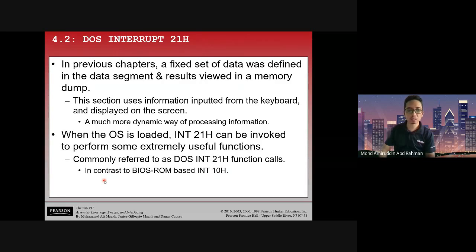When the operating system is loaded, interrupt 21 can be invoked to perform some extremely useful functions. This is called the DOS interrupt 21 function call, so this is in DOS. But interrupt 10 is actually in the BIOS, where we already pre-configured the instructions to do what should be done by the CPU.